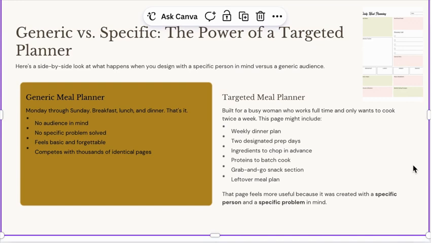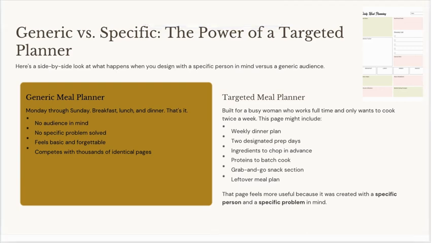A targeted meal planner is built for a busy mom who works full time and only wants to cook twice a week. Now, this page might include a weekly dinner plan, two designated prep days, ingredients to chop in advance, protein to batch and cook, a grab and go snack section, and leftover meal plan. Like, what do you do with the leftovers? Do we freeze them? Do we give them away? What have you? It doesn't matter. Okay? The page feels more useful because it was created for a specific person and a specific problem.